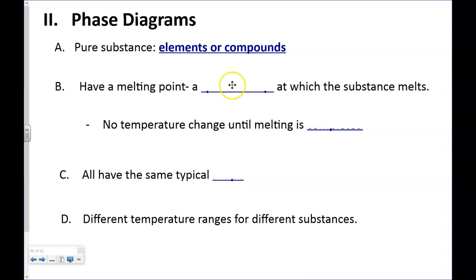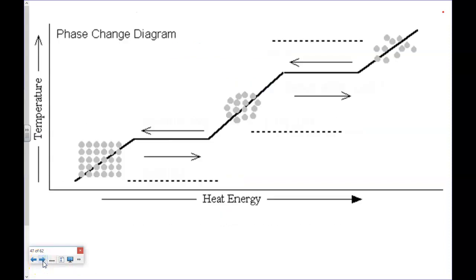When we have a pure substance, it has a melting point. It is a specific temperature at which that substance will melt. It's always going to melt at that temperature. Okay? When we reach that temperature, it's not going to change temperature until the melting is completed. And that's what we'll see with this graph here.